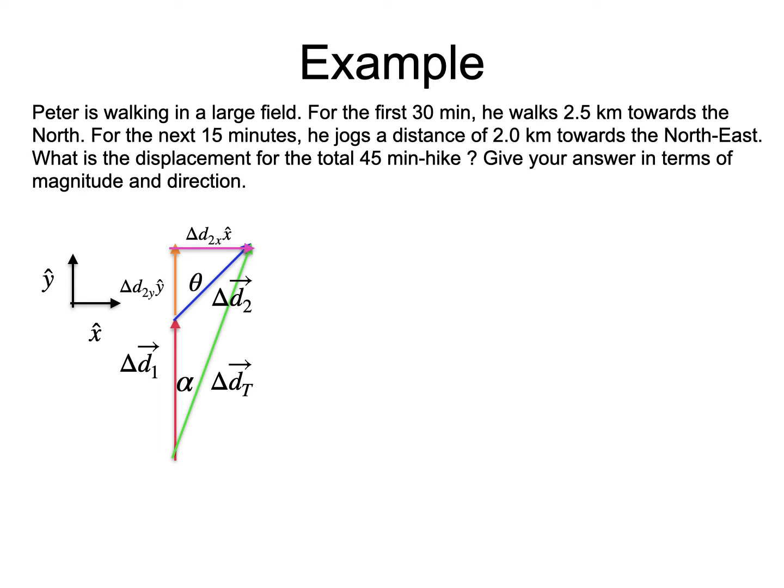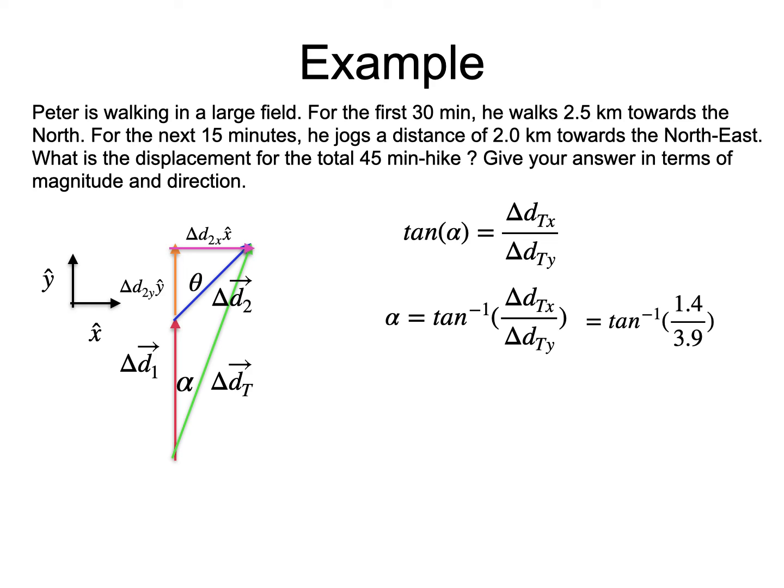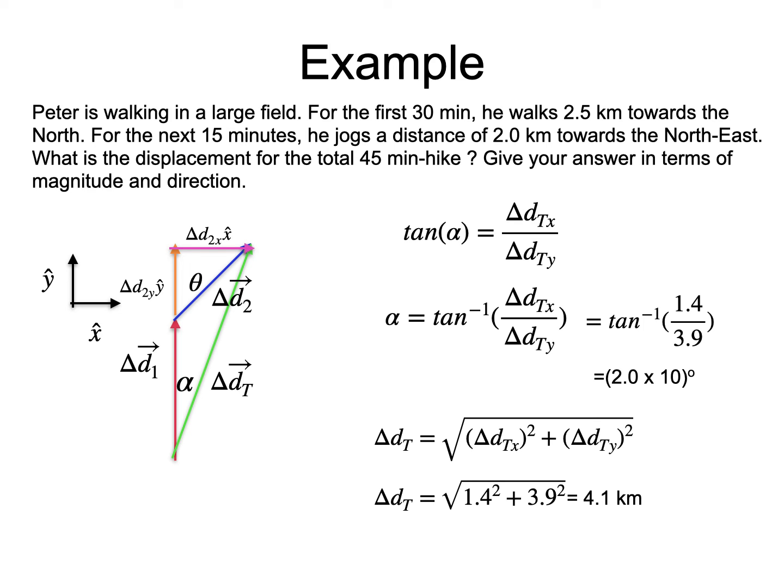We will use the trigonometric ratio tangent alpha. Isolating for alpha gives this, and substituting the values for the component of the total displacement from the previous page gives this. Using a calculator leads to a value of 20 degrees. We can use the Pythagorean theorem to find the magnitude of the total displacement. Substituting the numerical values for the component of the total displacement gives a magnitude of 4.1 kilometers. Combining these results leads to a final answer of 4.1 kilometers, 20 degrees east of north.